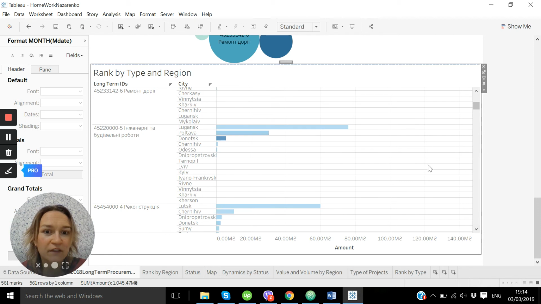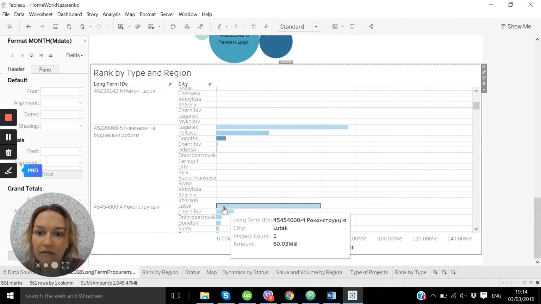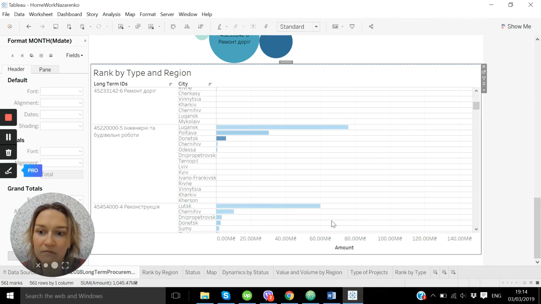And actually, for other types, reconstruction, it's Lutsk, Chernihiv, Dnipropetrovsk.